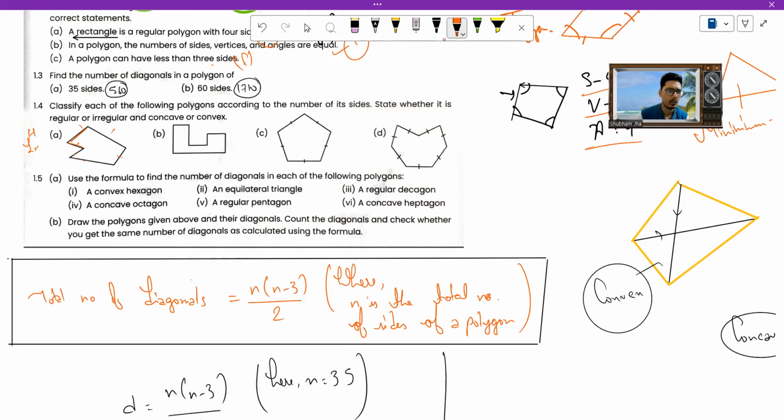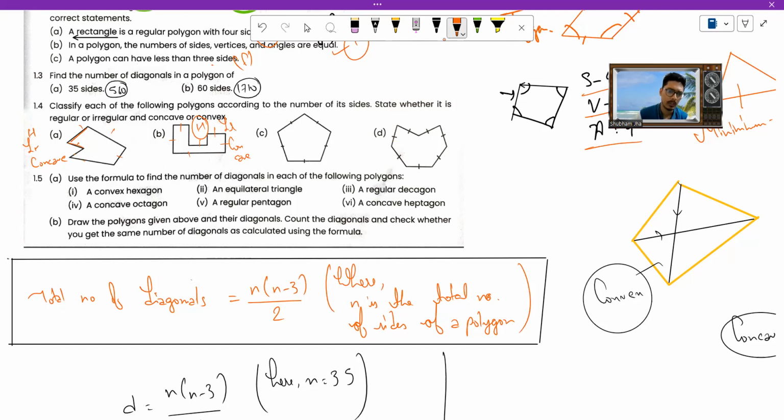What about the next thing? Concave or convex? We have already said it is concave. Similarly, this is again irregular. First thing that we need to understand is the number of sides: 1, 2, 3, 4, 5, 6. Again, it is a hexagon, irregular, and it is again concave. Just pause the video and find out about these two. Okay, let's see if you are correct or not.